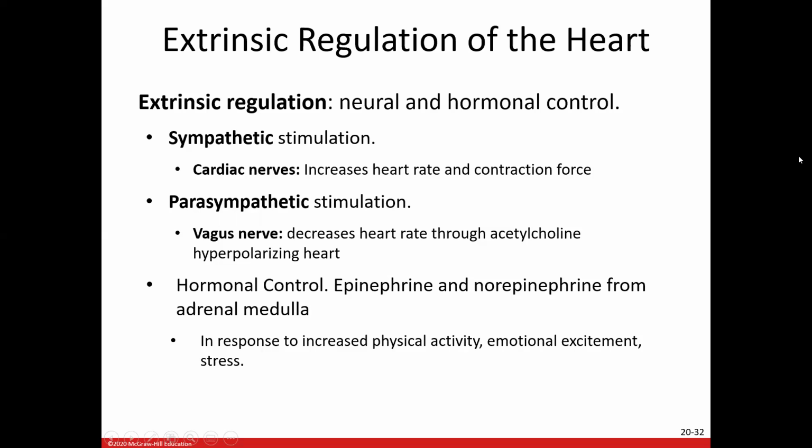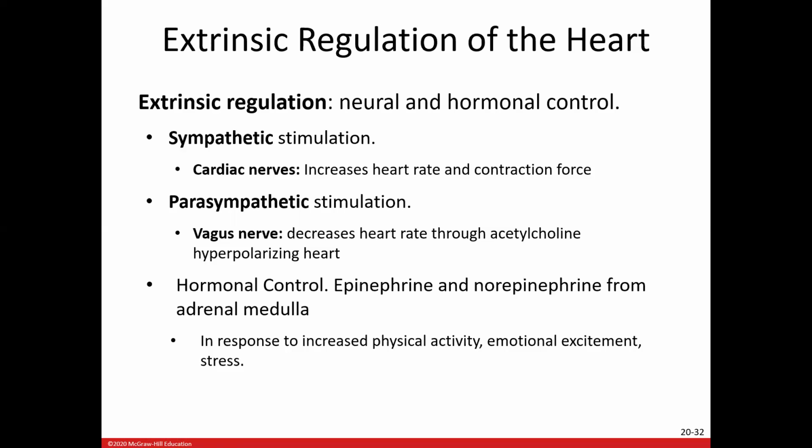So extrinsically, we have a lot more mechanisms that we can utilize to regulate the heart. And extrinsic just means outside the heart. So we're talking about neurological control or hormonal control. So with our sympathetic nervous system, we can have stimulation along that neural pathway through cardiac nerves. By stimulating those cardiac nerves, we can increase the heart rate, which in turn increases cardiac output and ultimately increases contraction force.